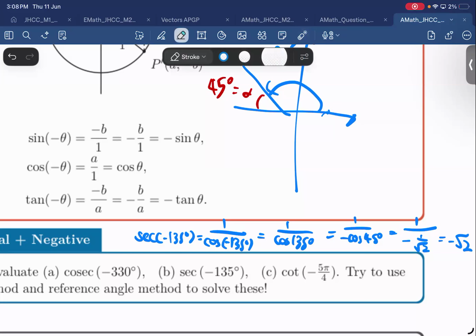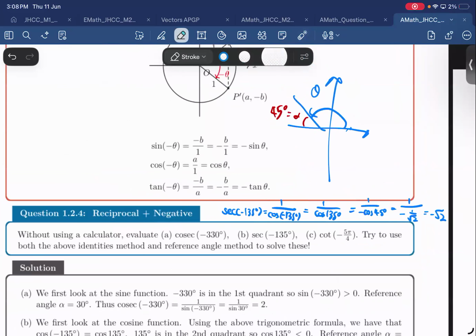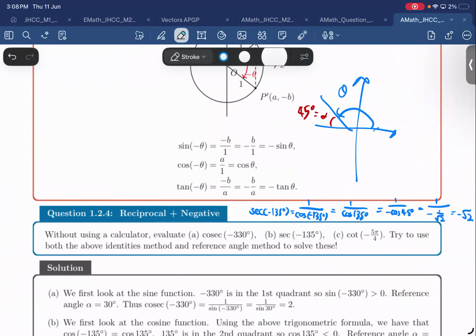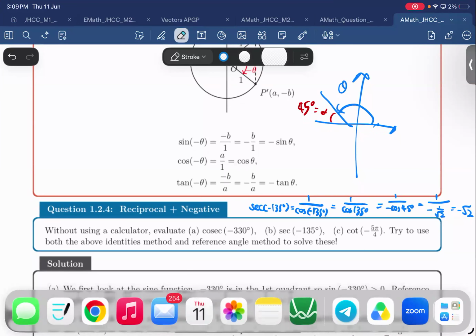Then for the last one, I will show the working. What's the difference? The last one is in radians. If it's in radians, you should probably try and find the degree equivalent. So 5 times 180 divided by 4 will be 225. 225 degrees is going to be in the third quadrant. In the third quadrant, tangent is positive, but this is negative first.